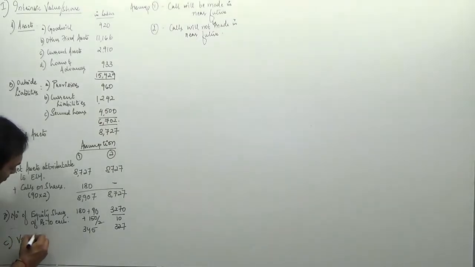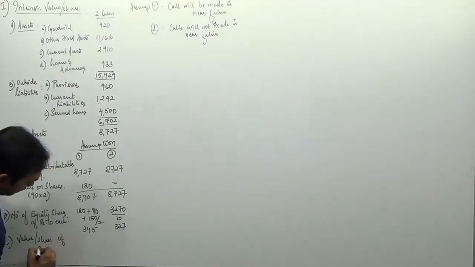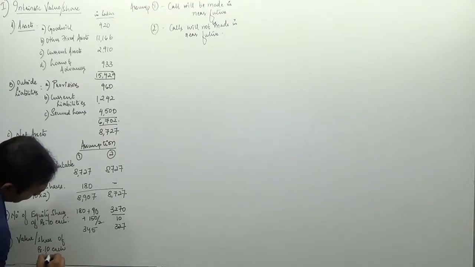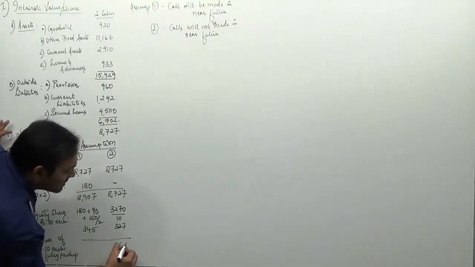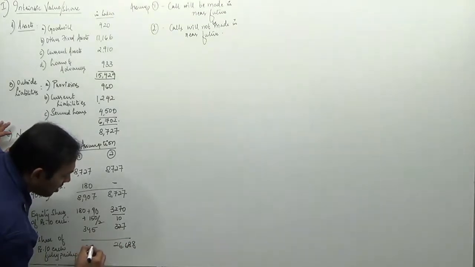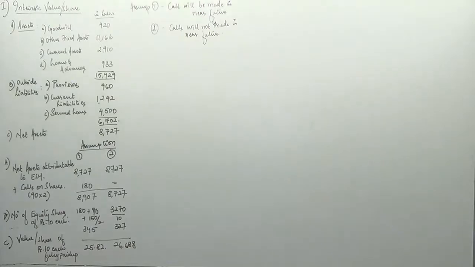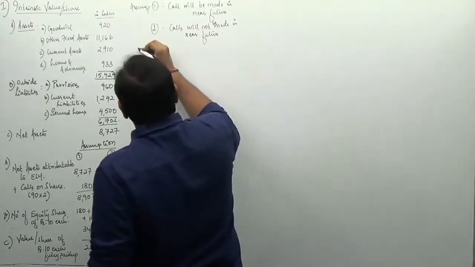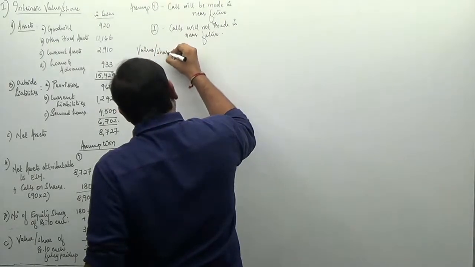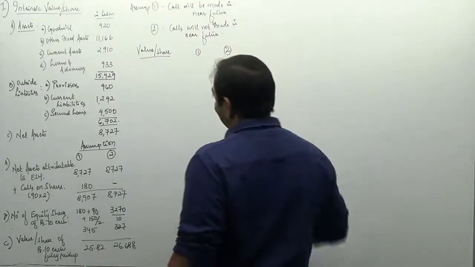So calculate value per share. Value per share of rupees 10 each fully paid up. Net assets divided by number of shares, 8907 divided by 345, 8727 divided by 327. Oh, you got a 10 rupee share. Let's try to identify even partly paid shares now. Value per share, assumption number 1, assumption number 2 separately. Let me calculate now.